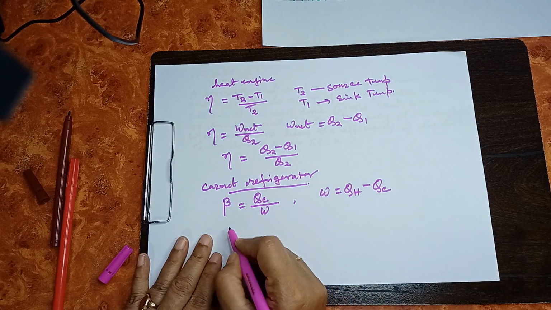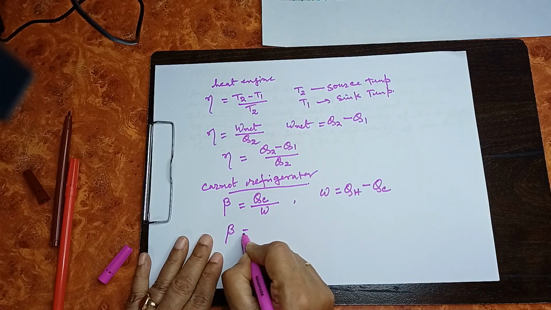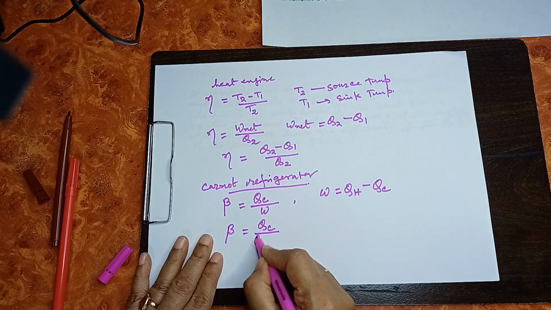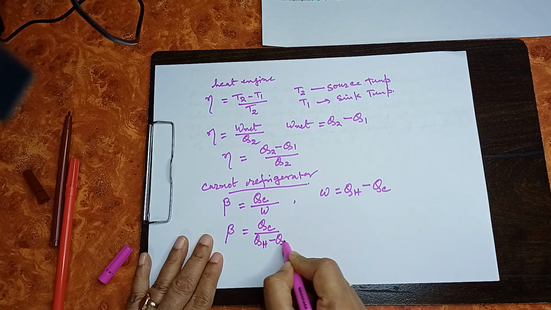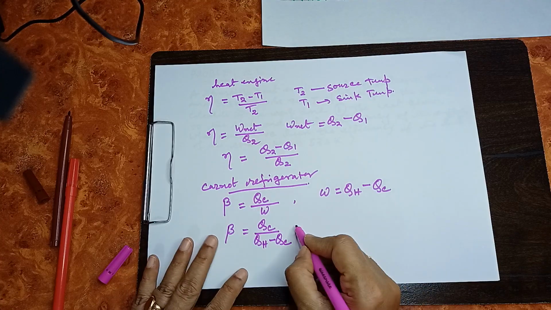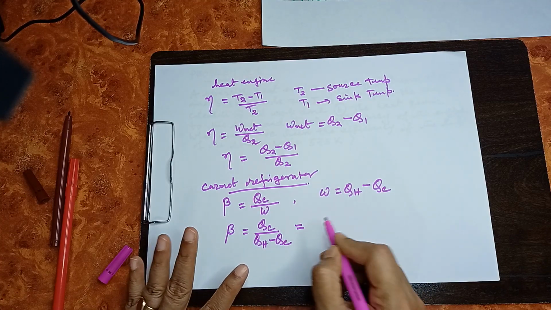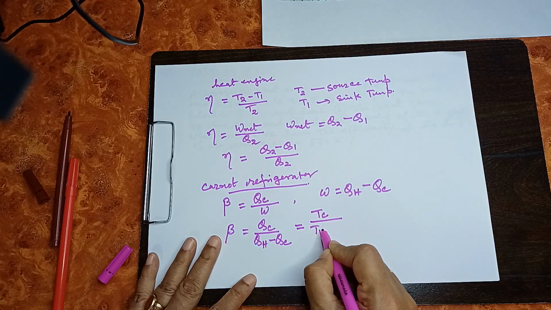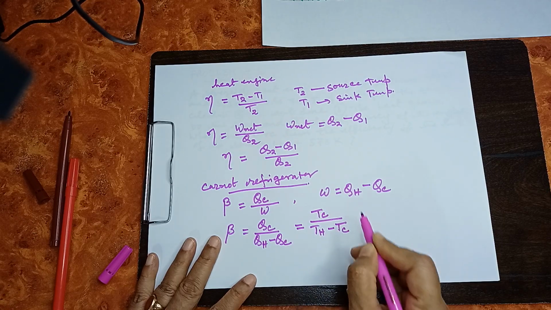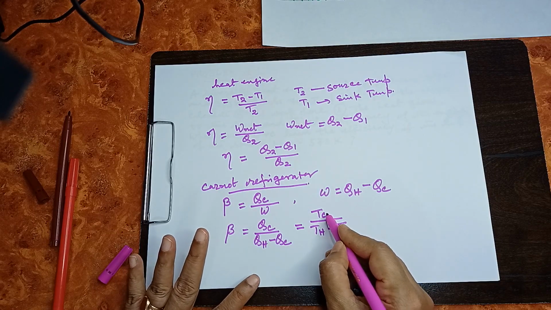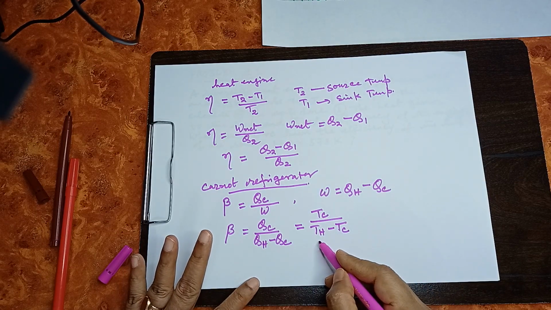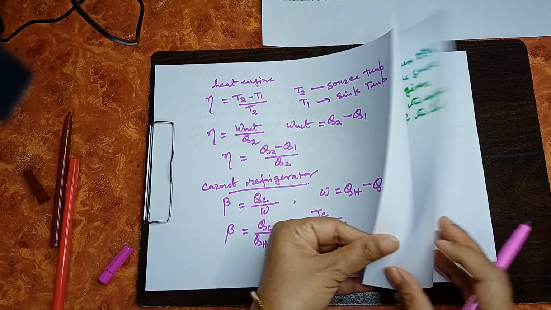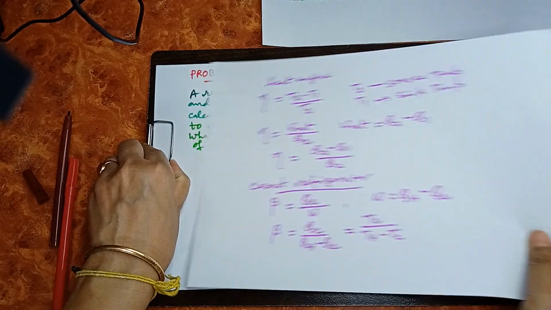So, beta is equal to QC divided by W, meaning QH minus QC. This formula we have already derived. Once again, it is equal to TC divided by TH minus TC, where TC is the temperature of the cold bath and TH is the temperature of the hot bath. So these are the formulae. By applying these, we will solve the problems.